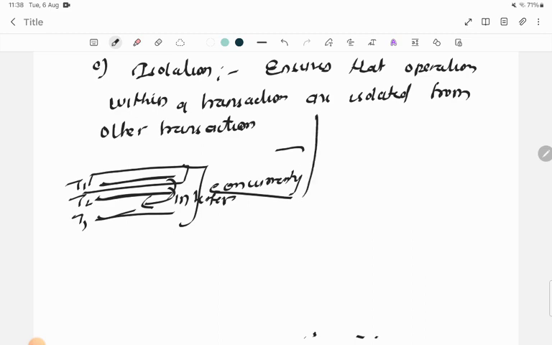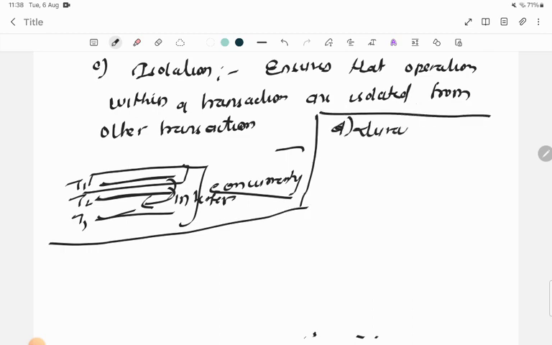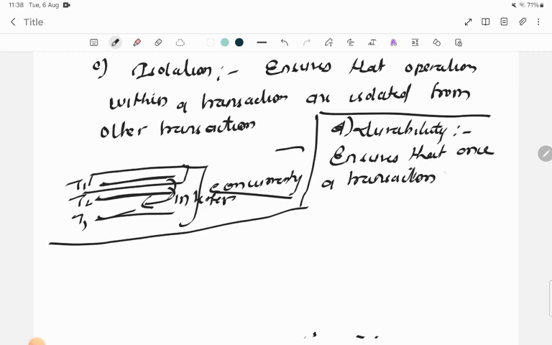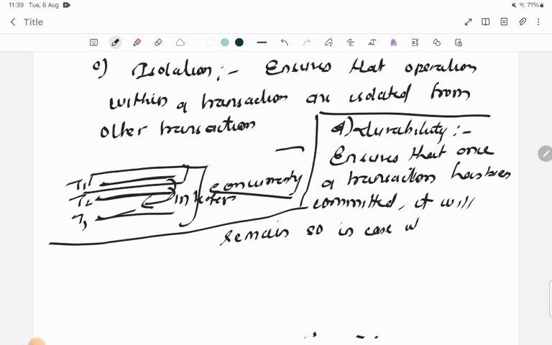Okay, now the fourth property, I'm going to write here only. So the fourth property is durability. So what is durability? It ensures that once a transaction has been committed, it will remain so in case of failure. Okay, so what is durability?